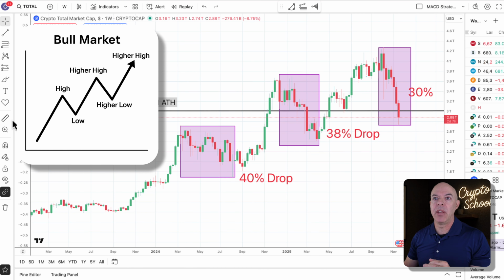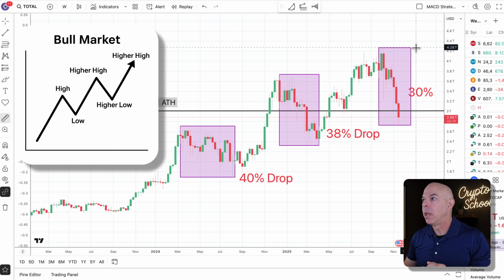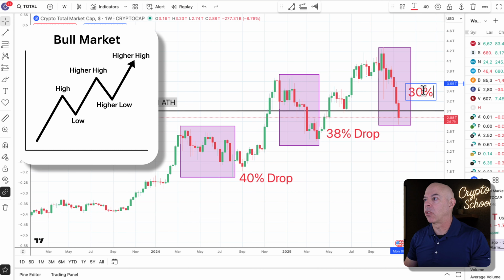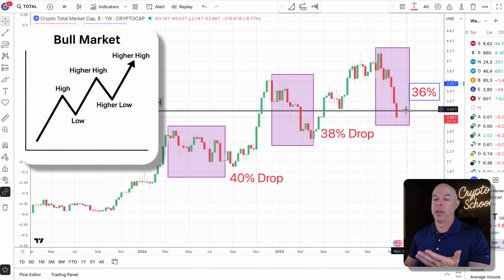let's see what this is. It's not a 30% drop. It is more. If you go to that wick, we're at 36, roughly speaking, at the moment. Why do I say that? Because we haven't reversed yet. Could this continue to drop?